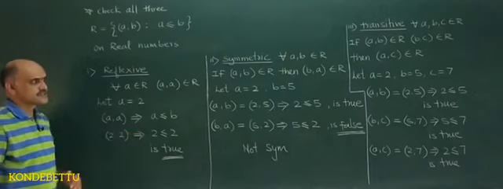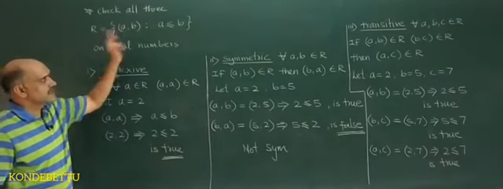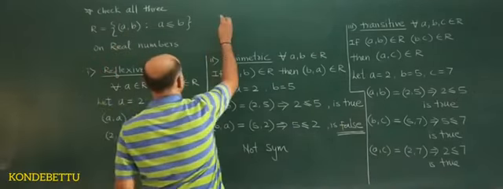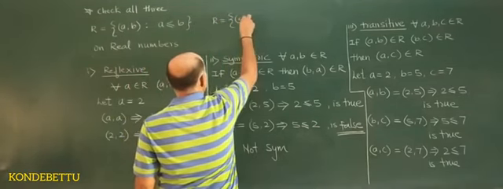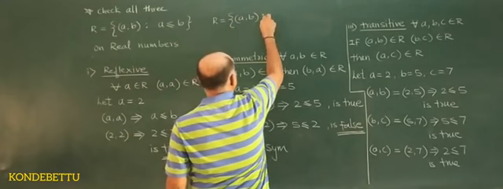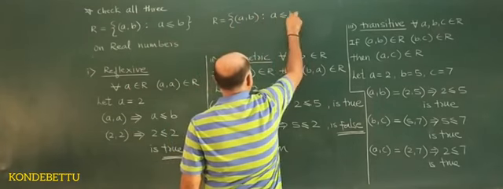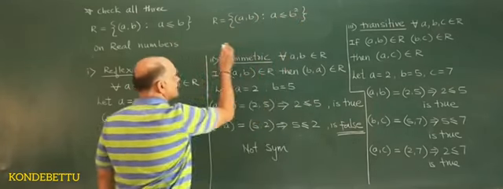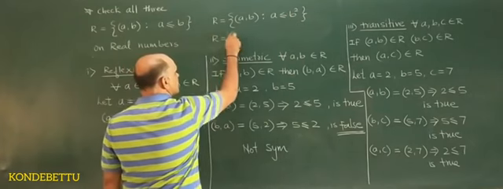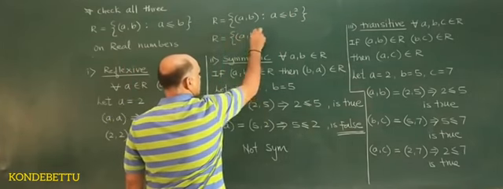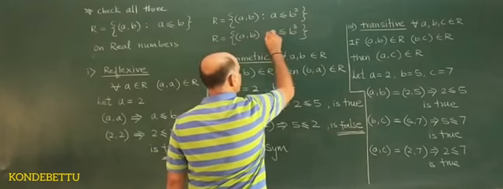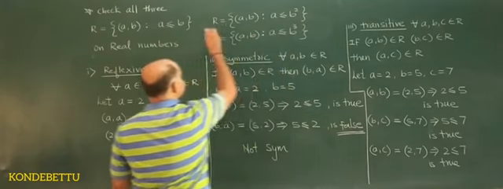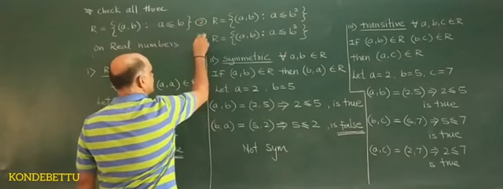Okay, students. Similarly, the other two I will give. R is equal to (a, b), where a is less than or equal to b square, on real numbers. And R is equal to (a, b), where a is less than or equal to b cube. So you solve these two also.